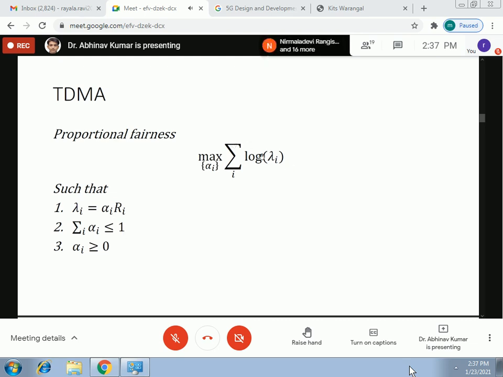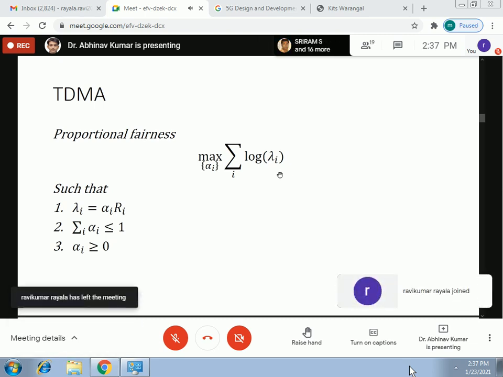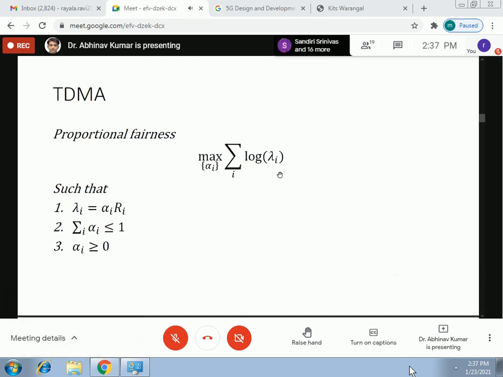Substituting that here, we have log of alpha 1 R1 plus log of alpha 2 R2. We can split this into 4 terms instead of 2 terms: log of alpha 1 plus log of R1 plus log of alpha 2 plus log of R2, right? Now log of R1 is not a function of alpha 1, so we can remove it from the equation, just like we removed R2 last time. Similarly, log of R2 is also not a function of alpha i's, so we can remove that. So instead of maximizing log of alpha 1 R1 plus log of alpha 2 R2, I can equivalently maximize log of alpha 1 plus log of alpha 2, right?